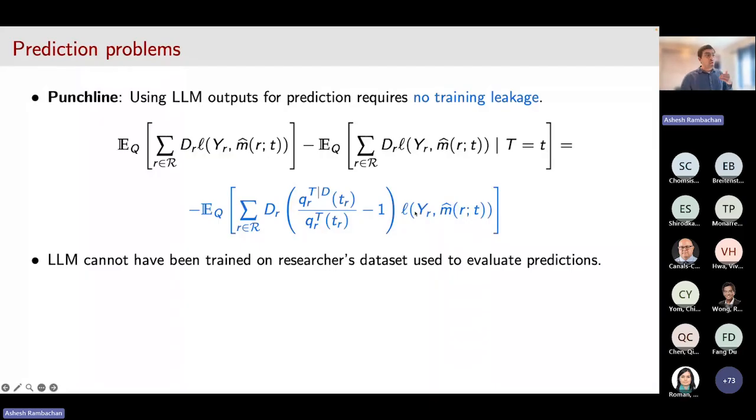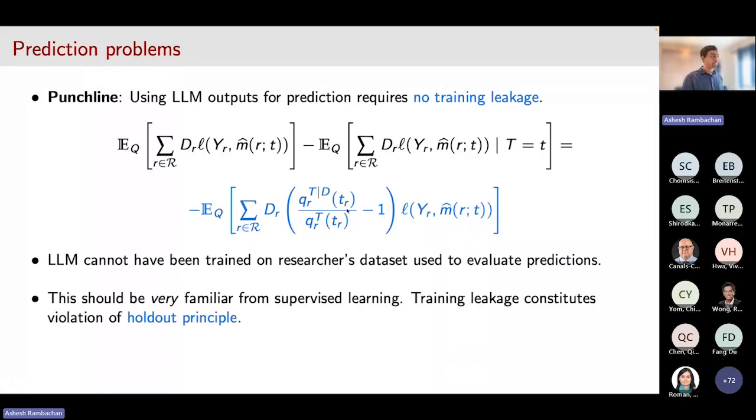No training leakage can be formalized as what looks like an omitted variable bias type interpretation. It asks how well or how much does language model performance in this prediction exercise co-vary with the probability that the large language model was trained on the text in the researcher's corpus. So in other words, no training leakage can be succinctly summarized as a researcher can use a large language model to do predictions, provided it has not been trained on the researcher's data set.